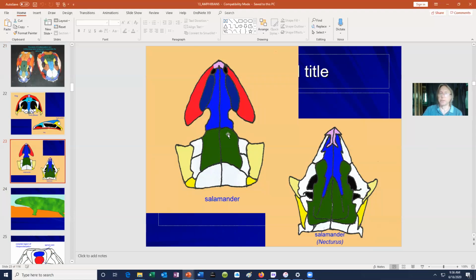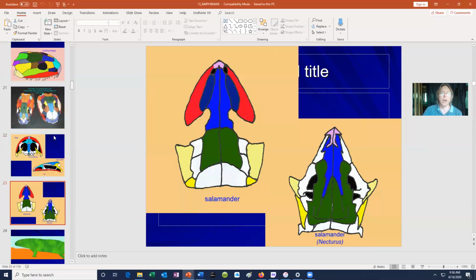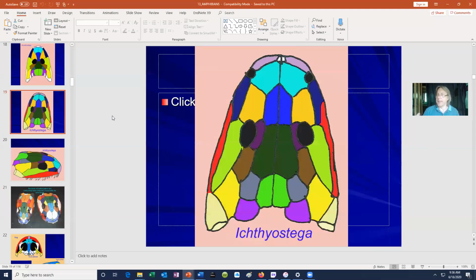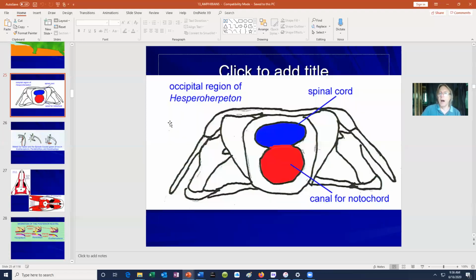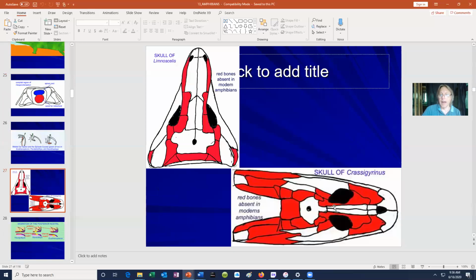Salamander skulls certainly don't look like fish skulls. So these early amphibians had heads which looked more like Devonian fish heads than the heads of modern amphibians. Here's an ancient amphibian which still had the space for the notochord to enter the skull. That's a primitive feature that no modern amphibian has.